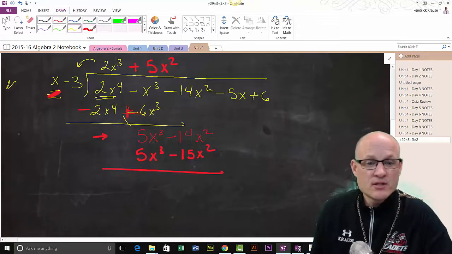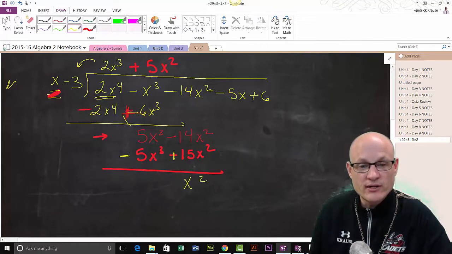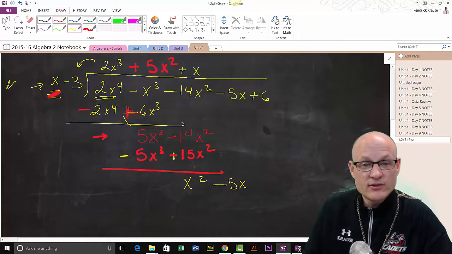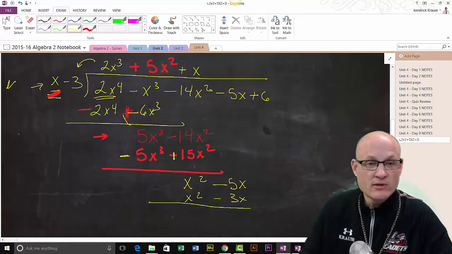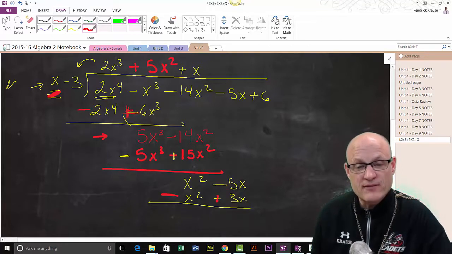Subtract. This goes to a plus. This becomes x squared. Bring down the 5x, minus 5x. X times x, positive x, is x squared. So this becomes x squared minus 3x. Subtract, changes to a plus. Negative 5x plus 3x is actually negative 2x. Bring down the 6.